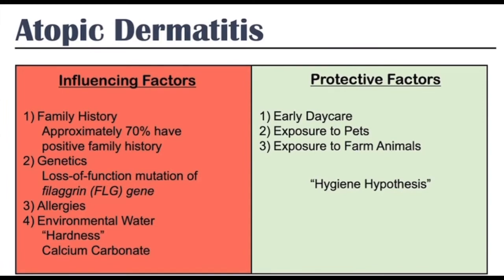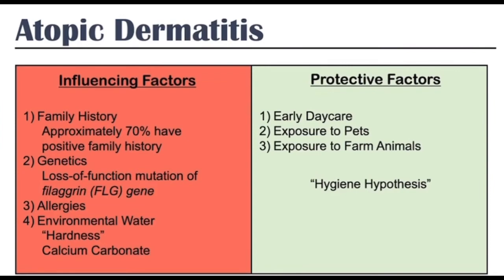The first one is early daycare. So if you get your child in daycare early on in life, this seems to be protective against developing atopic dermatitis. Again, you're getting into an environment where you're sharing a lot of germs. You're getting exposure to a lot of allergens, those types of things that can actually be helpful for protecting against atopic dermatitis.